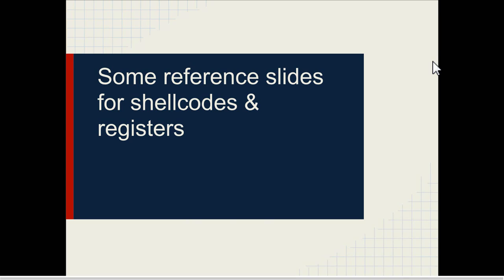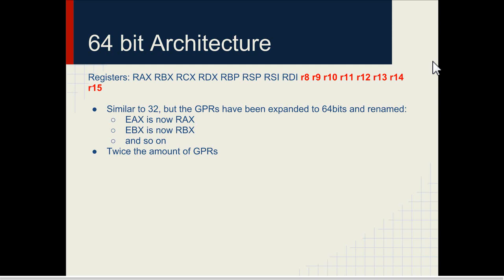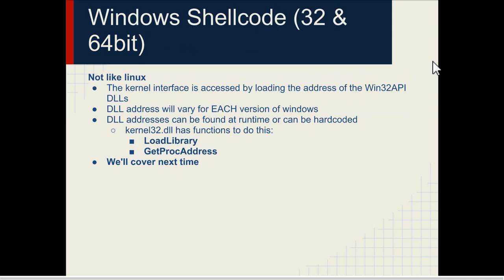So these are some reference slides. For 64-bit architecture, all the E's get replaced with R's. It's really that simple. And then they doubled all the registers. So after the 8th register, which is RDI, because they go 0 through 7, there's R8, R9, R10, R11, R12, R13, R14, R15. It's pretty straightforward, but there are a lot of conventions and system calls that get changed.